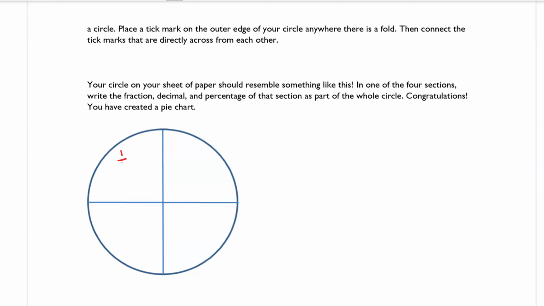So this is 1/4 of our circle, which is equal to 0.25, which is also equal to 25%. Now, when do we use pie charts? Well, pie charts are used in a lot of different scenarios, but they're basically used to convey some kind of numerical data or numerical information.